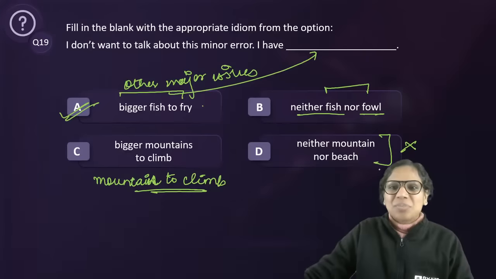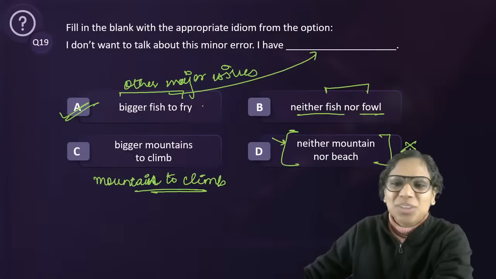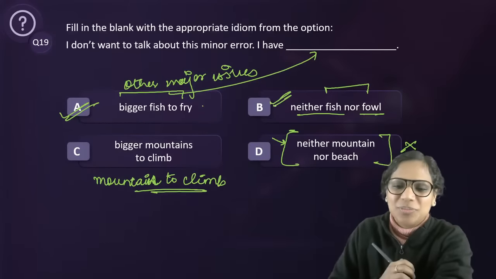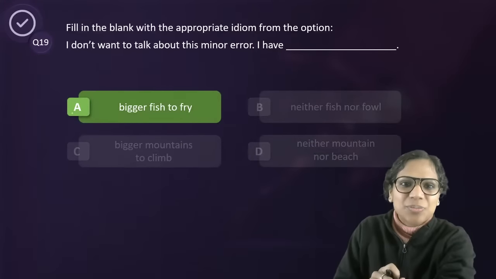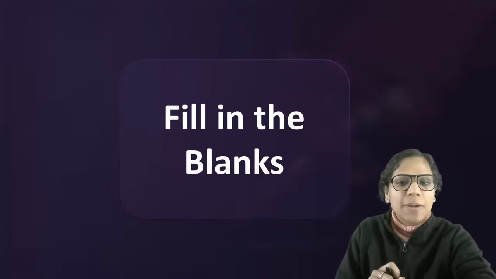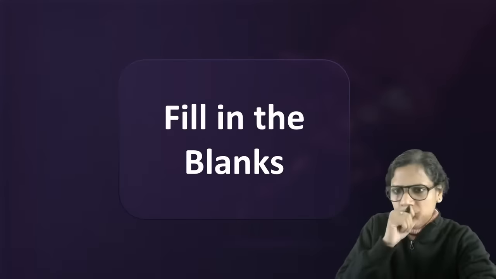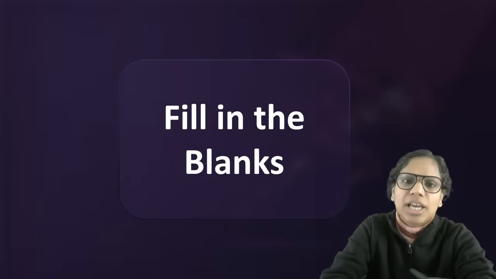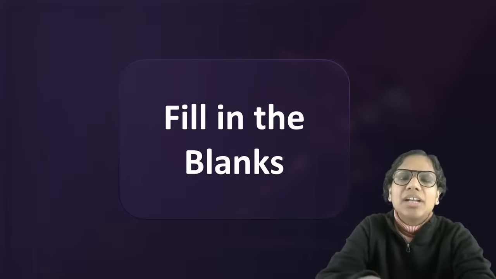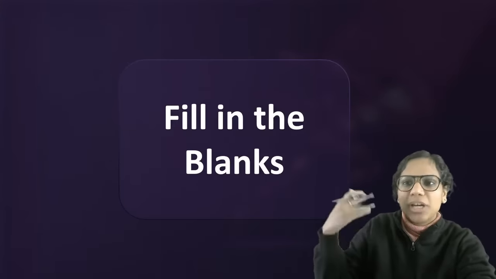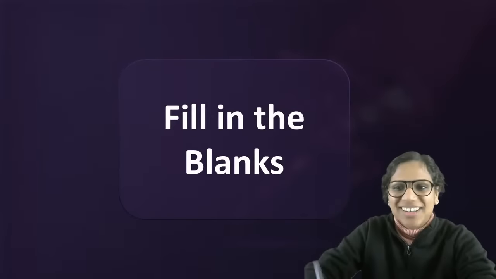This is no idiom, okay? Neither mountain nor beach. It looks like somebody who loves traveling wrote this option. No idiom as such. Sorry, neither fish nor fowl was the idiom. Bigger fish to fry is the answer. Right? Okay. So these were some idioms. Absolutely correct. Mountains to climb means a difficult task, a task that is envisaged as difficult for you. And because I'm comparing it with a minor error, I'll compare it with a major issue. So a major issue would be your bigger fish to fry. That's the nearer one.